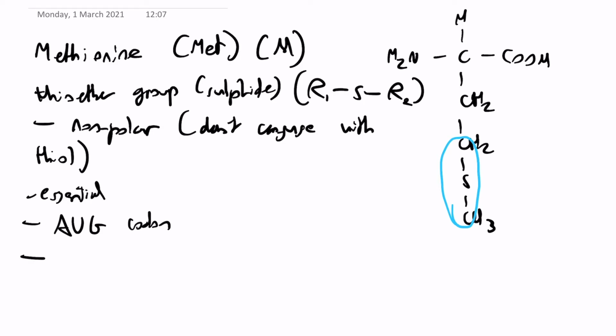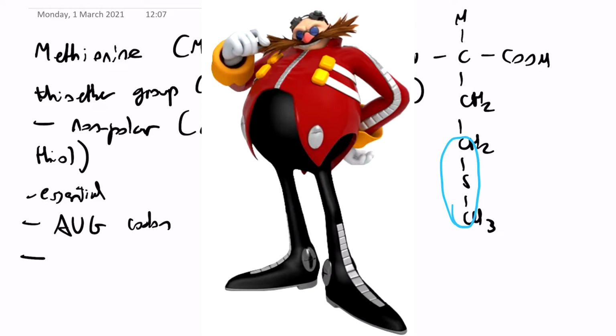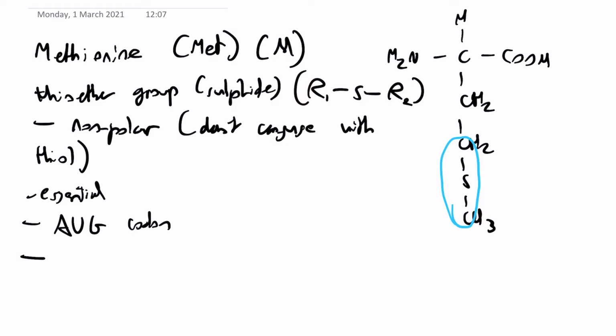If you want two interesting facts, you can find a lot of methionine in eggs, and it's also very important for blood vessel growth.